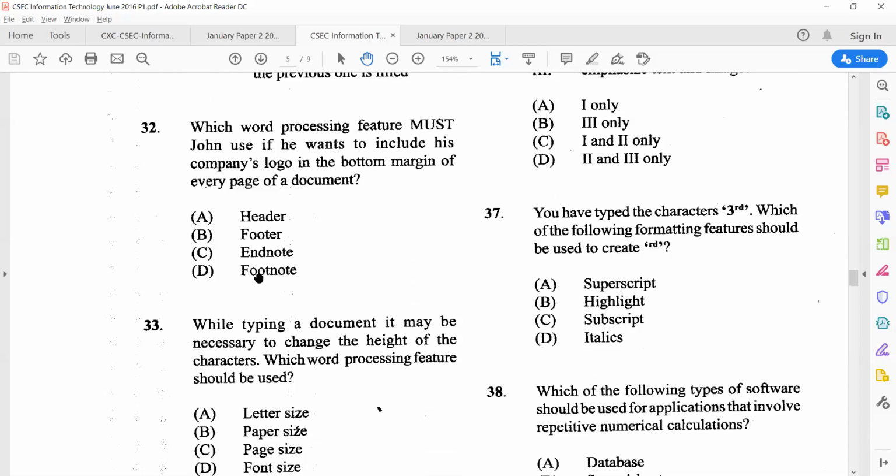32. Which word processing feature must John use if he wants to include his company's logo in the bottom margin of every page of a document? So for 32, you have header, footer, endnote, footnote.